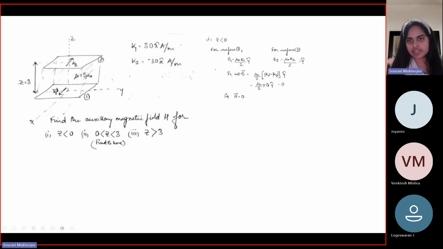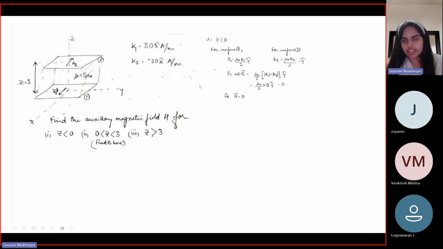Similarly, for surface 2, this is the top surface, your B2 is given as mu naught K2 by 2 into minus y cap. Why? Because now your current is flowing in the minus x direction, right? Your K2 is directed in minus x direction. So if you use the right hand thumb rule, your magnetic field lines are clockwise, enclosing this arrow. So somewhere below the lower plate, your field lines will be directed in the minus y direction.